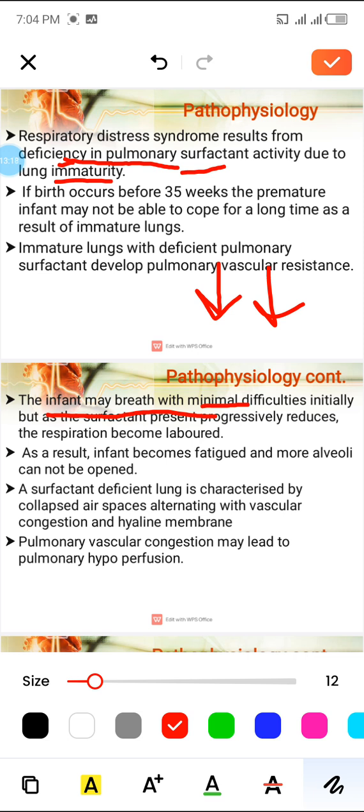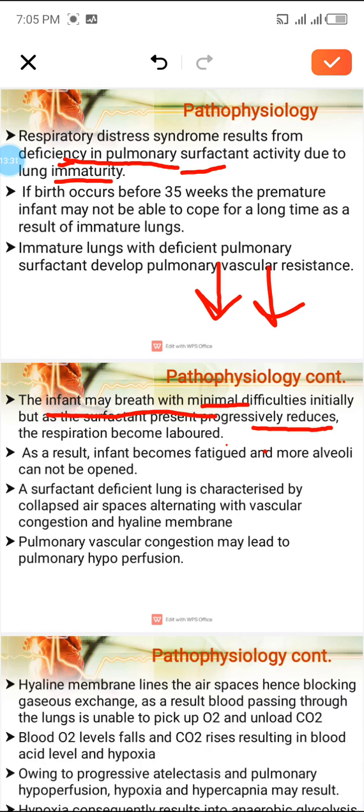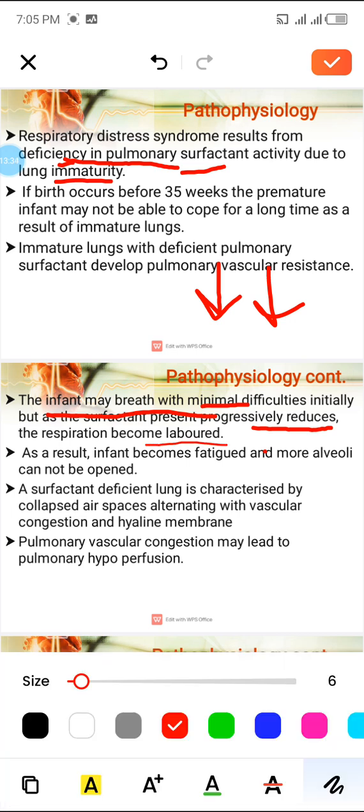But what happens later on? Later on, as the condition progresses, surfactant will begin to reduce. When surfactant reduces, it will cause what we call labored breathing or dyspnea. And why is this happening? Why is the child having labored breathing? It's because the lungs, or the alveoli, are not expanding, meaning they're not allowing gaseous exchange. That's why this labored breathing is coming in, because of reduced surfactant.